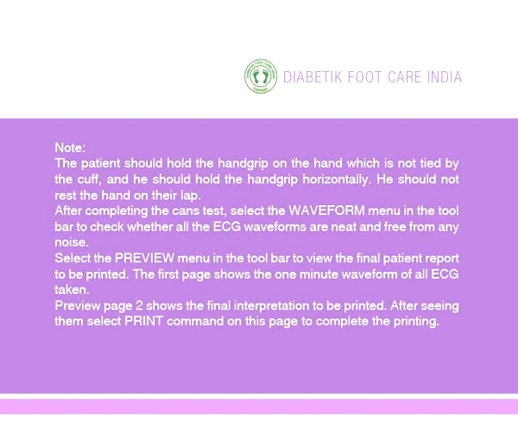Select the Preview menu in the toolbar to view the final patient report to be printed. The first page shows the 1-minute waveform of all ECG taken. Preview page 2 shows the final interpretation to be printed. After seeing them, select Print command on this page to complete the printing.